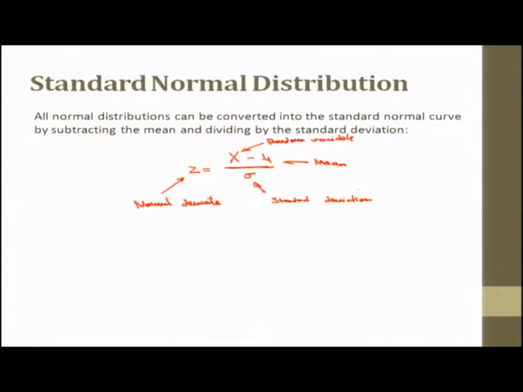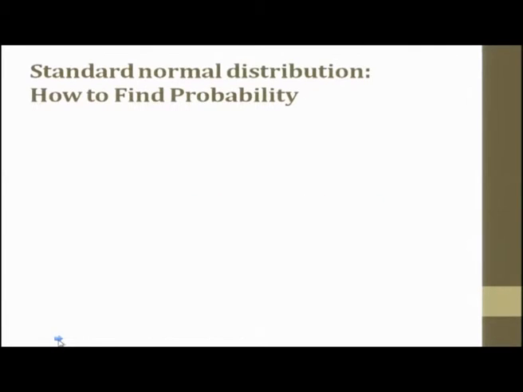Standard normal distribution is used for the calculations. Now, how to find the probability? How to find the probability in the standard normal distribution? First, we just draw a bell curve and shade the area that is asked in the question.